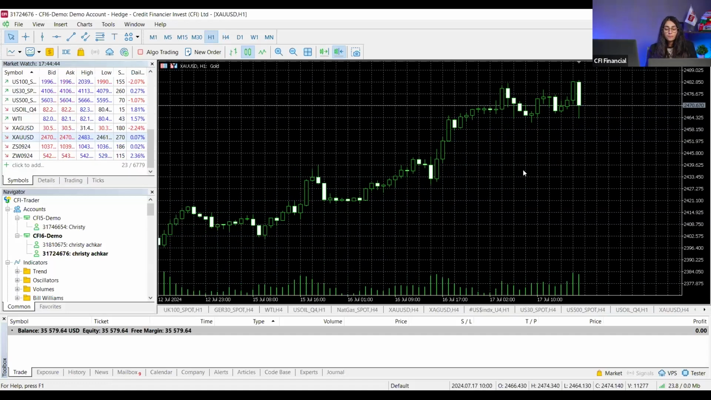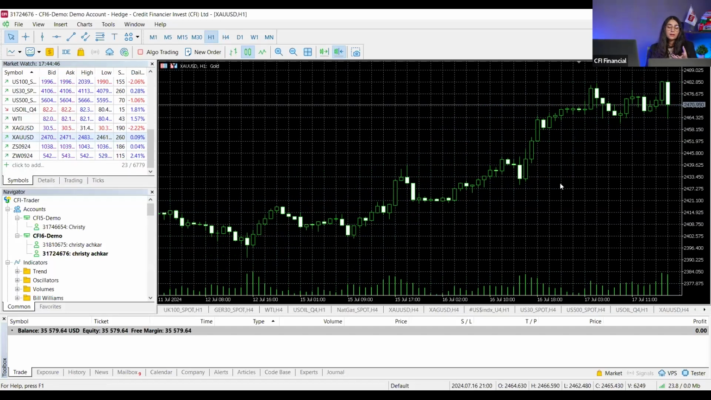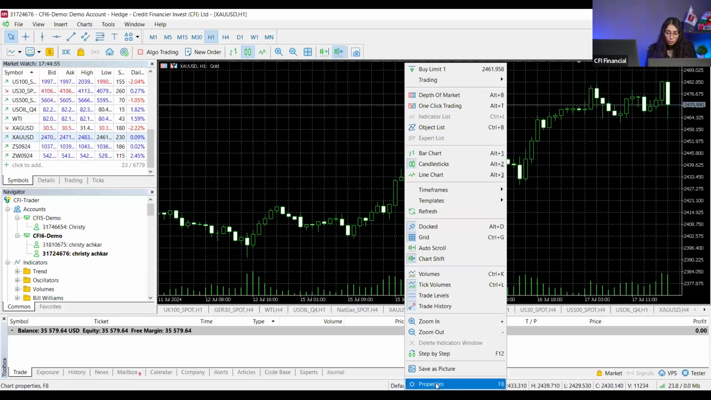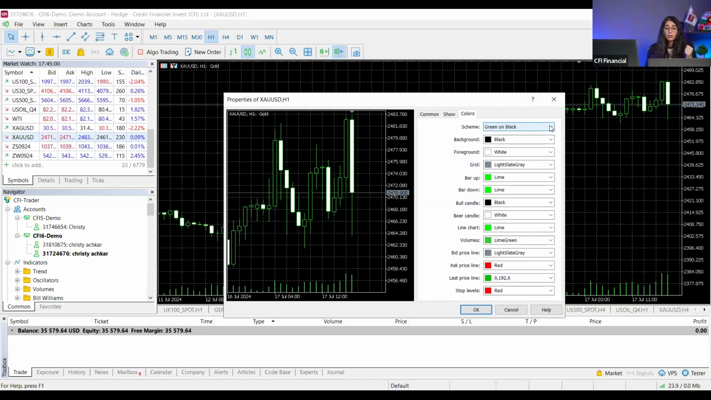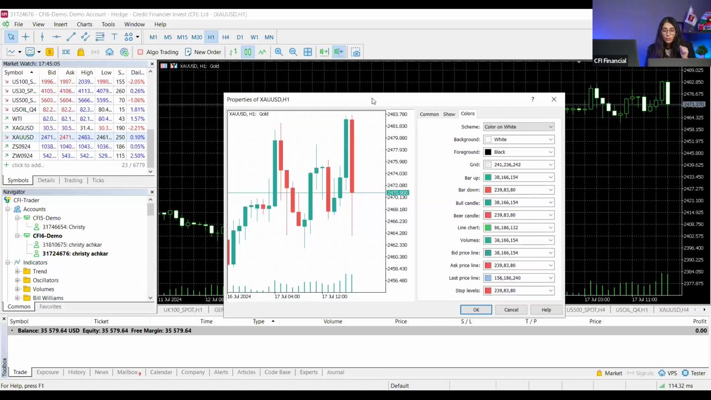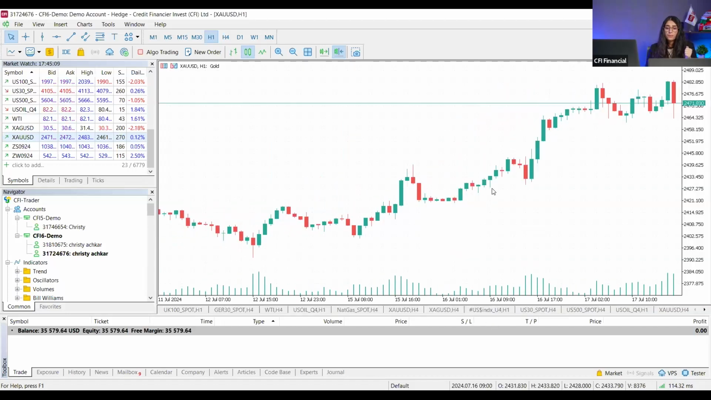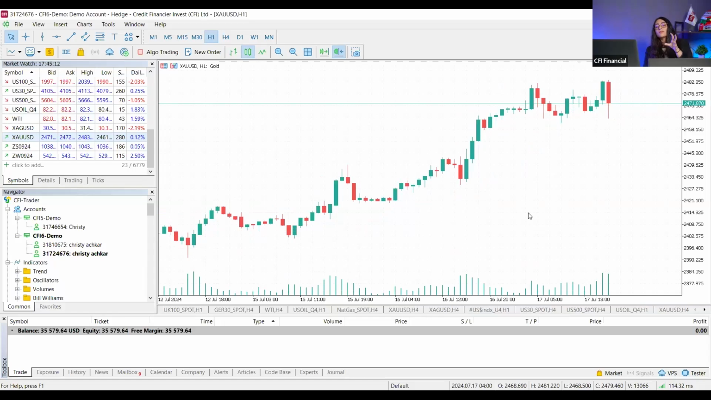Some people will not like the color of this chart. Me personally, I don't like it. To be able to change the colors of the chart, you right click on the chart, you go to properties. If you want an easy and quick way to color your chart in a better way, you can go to scheme, press color on white, and you're going to get this. However, if you don't save this template, when you go out of the MT5 and come back in, it's going to come back as black and green.